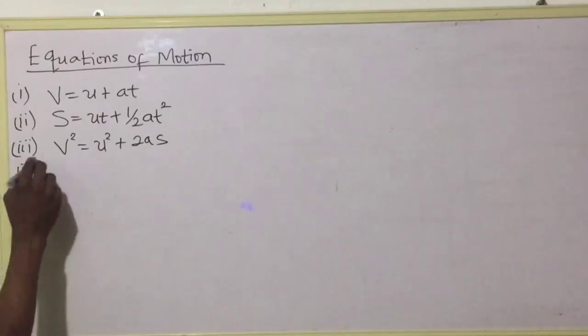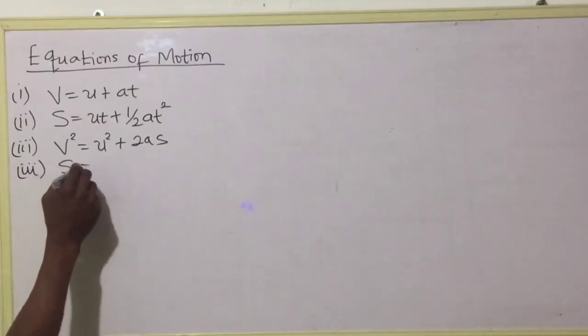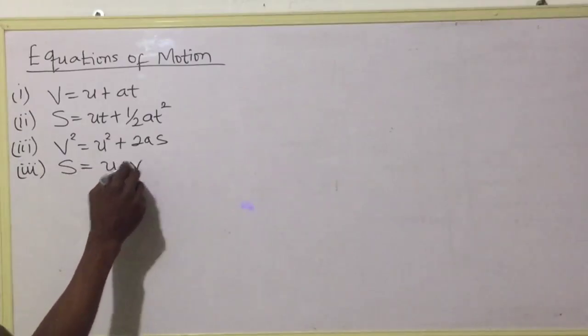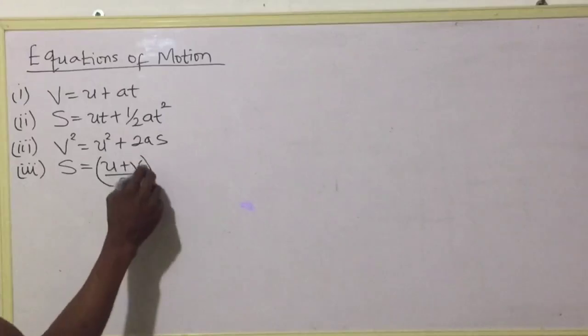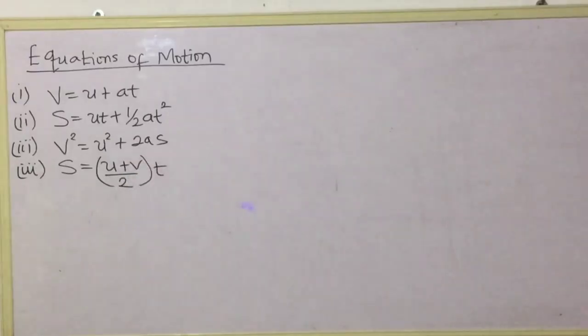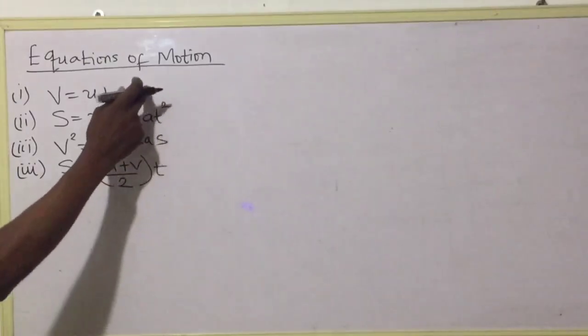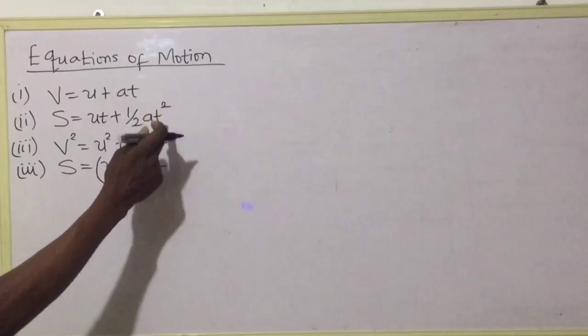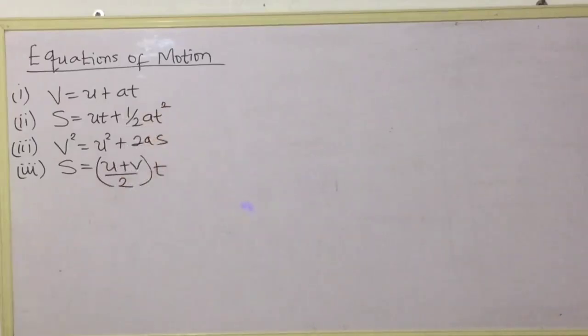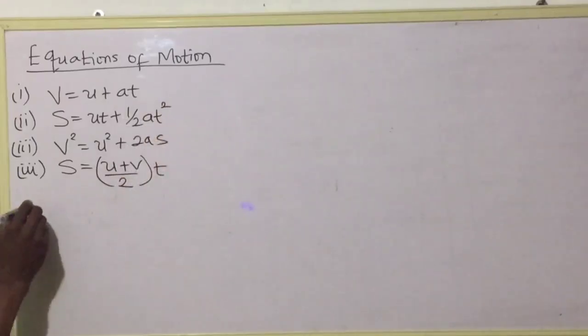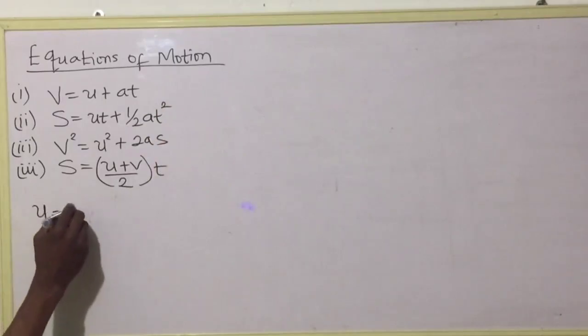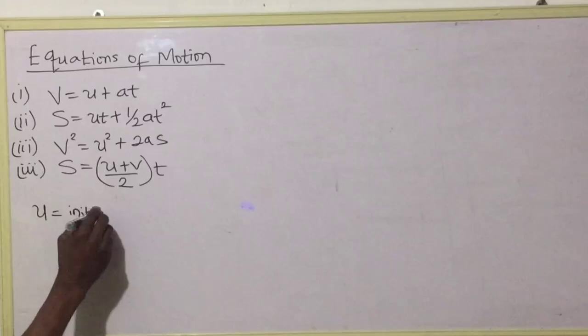The fourth one is X equals (U plus V over 2) multiplied by T. Those are your four equations of motion: that's the first one, the second, the third, and the fourth. We are going to be listing out the parameters we used.